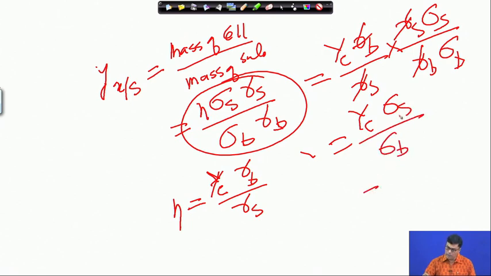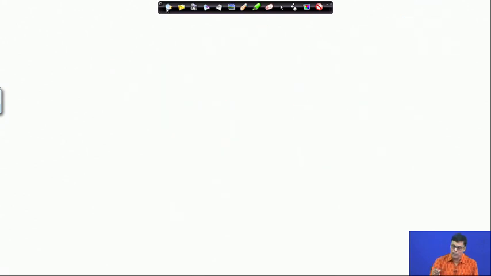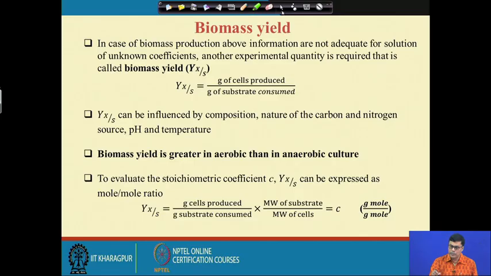And what is this? This is the atomic weight of carbon by the molecular weight of gamma atom of substrate. This is the atomic weight of carbon by gamma atom of biomass. Now, when you do that, your biomass will go there and you multiply by that, and you will come across this equation. So, you can easily find out how it has come.